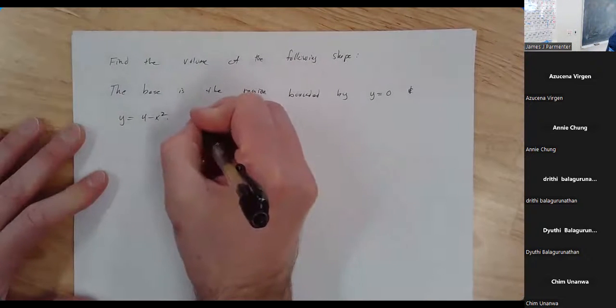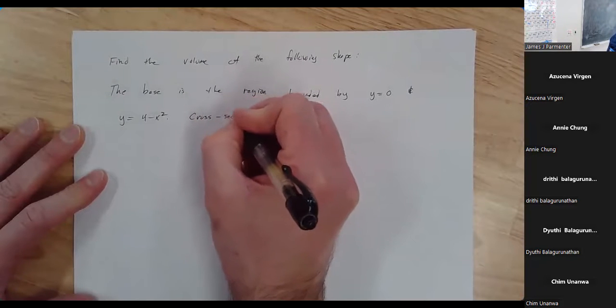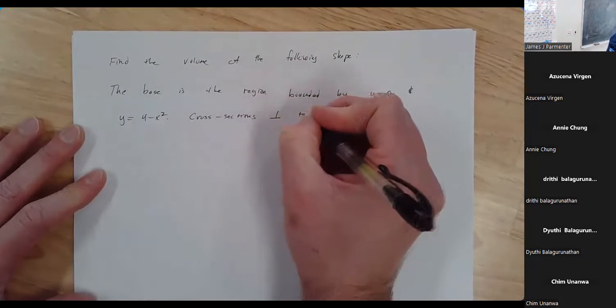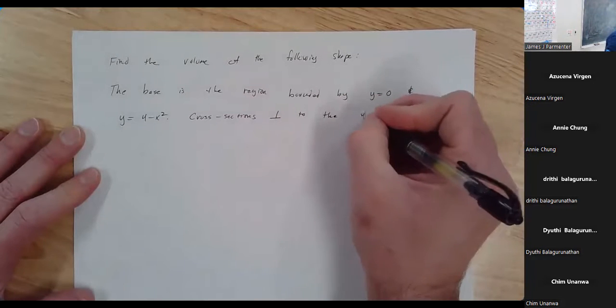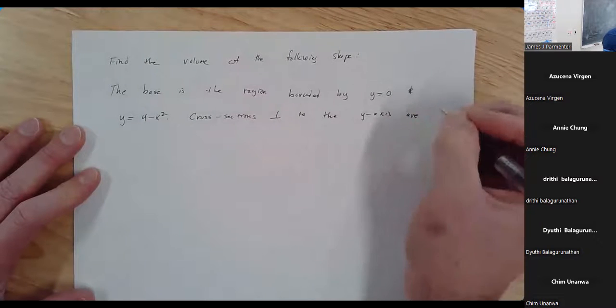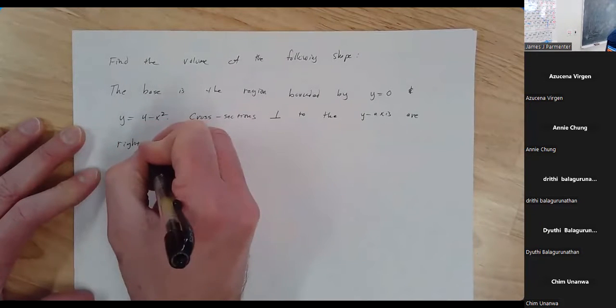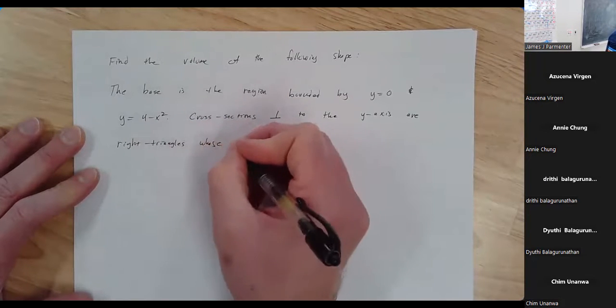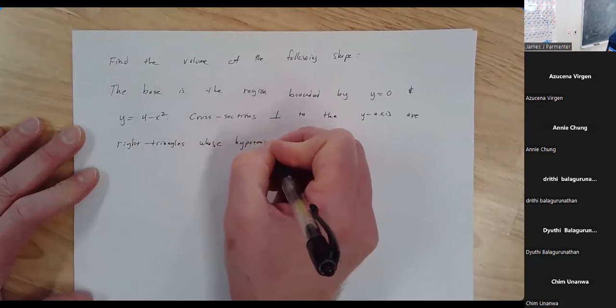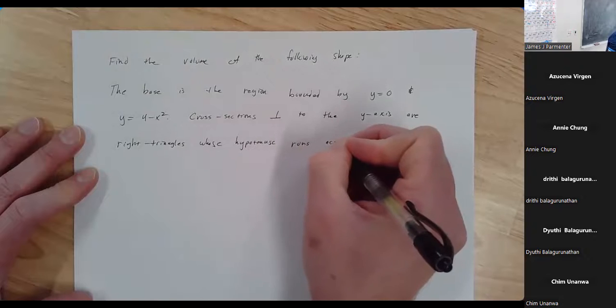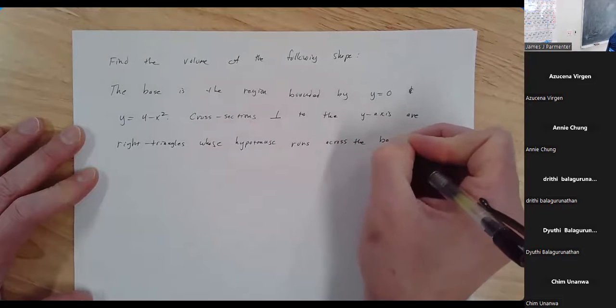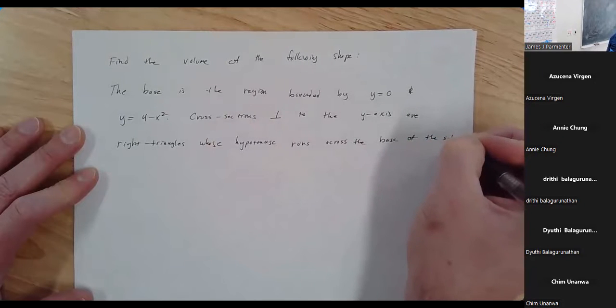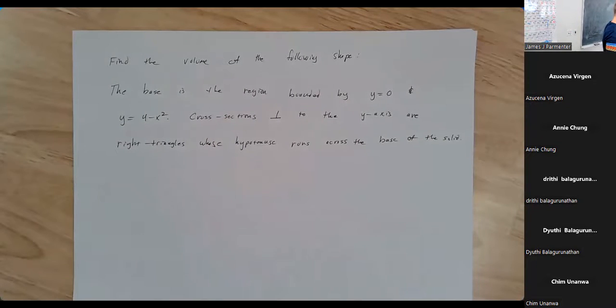So cross sections perpendicular to the, what have I picked this time? To the y-axis are right triangles whose hypotenuse runs across the base of the solid. And I will admit, just reading this without having seen something like it before makes it difficult to conjure what the image should look like. But let's break it down.